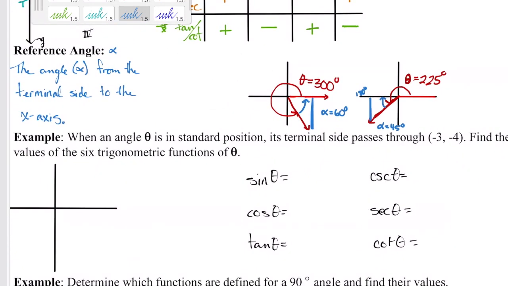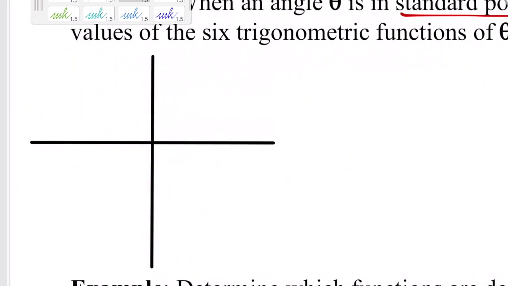For this first example, instead of using a special triangle, they have given us a point. So they tell me it is in standard position. The terminal side is going through -3, -4. All right, so this means that I am going to the point on my coordinate plane that is -3, -4. So I would be going left 3, down 4.